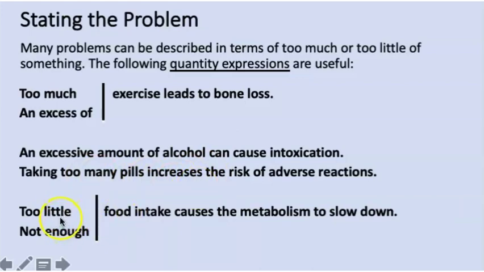Let's look at too little and not enough. Food intake. So it's uncountable, we use too little. Or we can also say not enough, as I said.